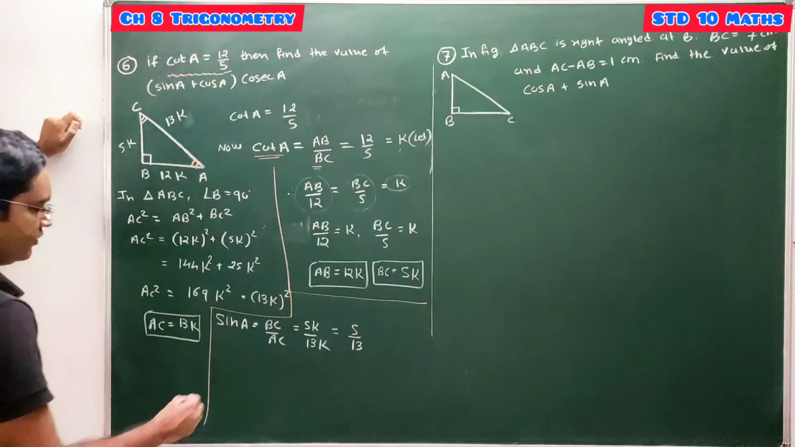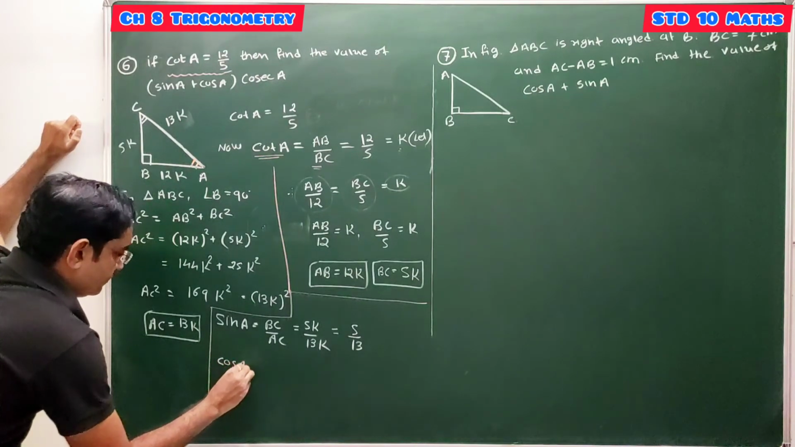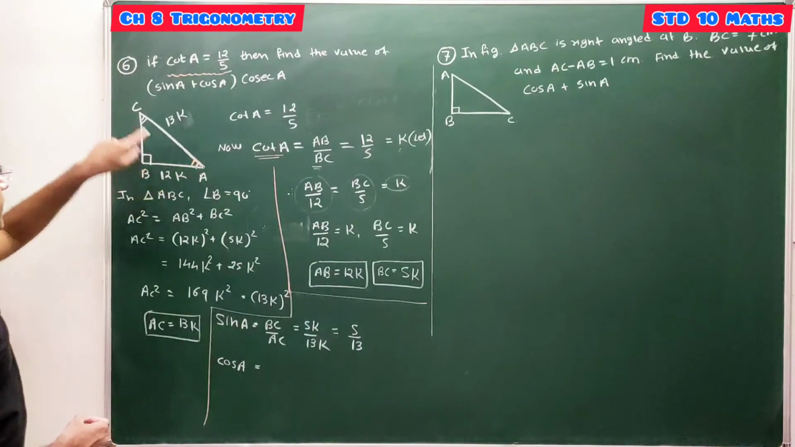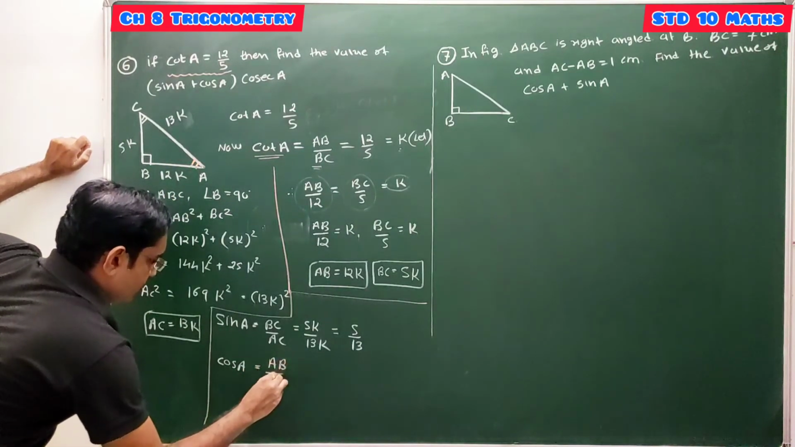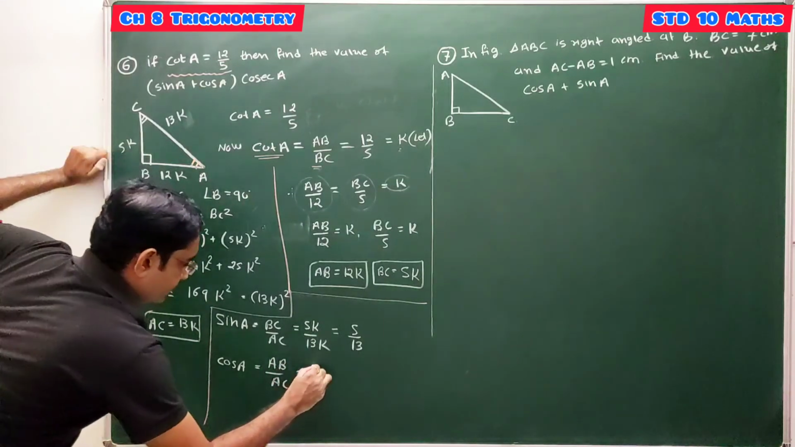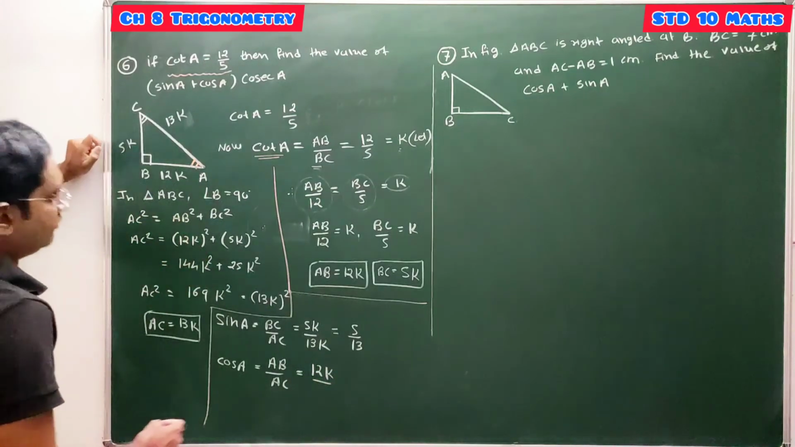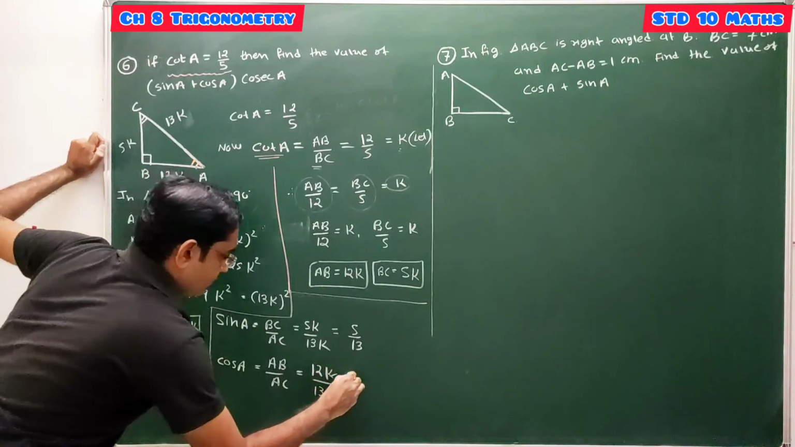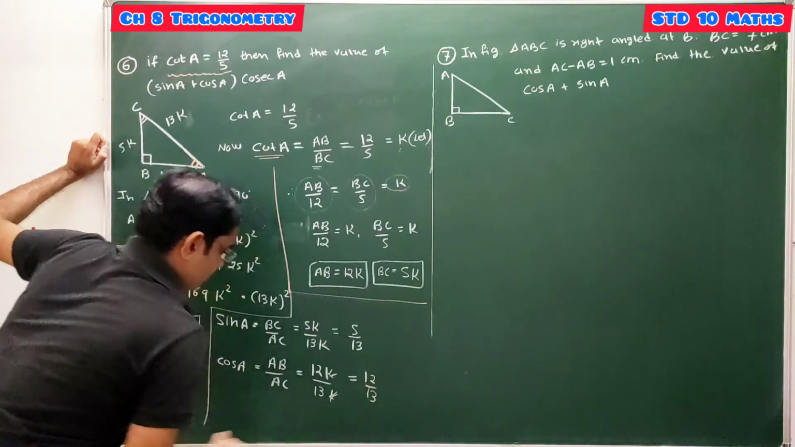Then we require cos A. So definition of cos A: adjacent side by hypotenuse. Adjacent side is AB, hypotenuse is AC. So AB by AC. AB equals 12K, AC equals 13K. So again this K cuts. So the value of cos A is 12 by 13.